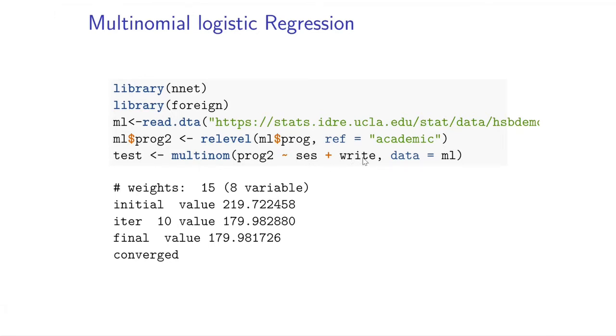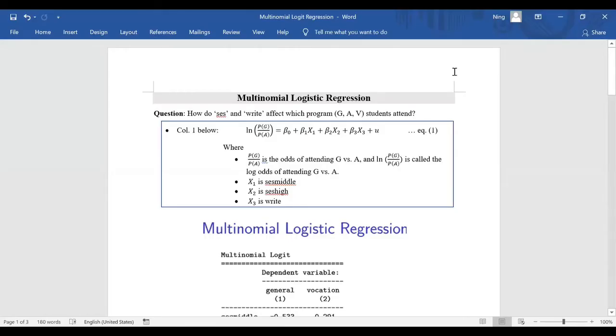Let's look at the specification of this model in greater detail. The multinomial logistic regression used in this example is shown here. On the left-hand side of the model, we have the log odds of attending a general program versus an academic program. Odds is another name for a relative probability. In this case, the probability of attending the general program divided by the probability of attending the academic program gives us the odds of attending the general program versus the academic program.